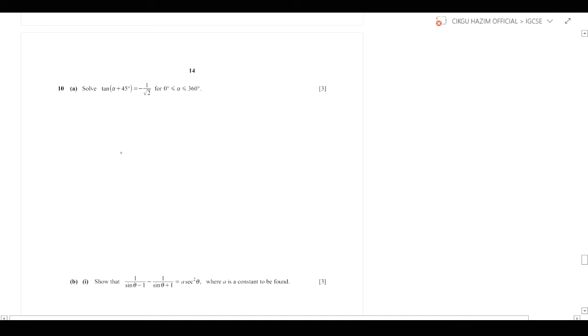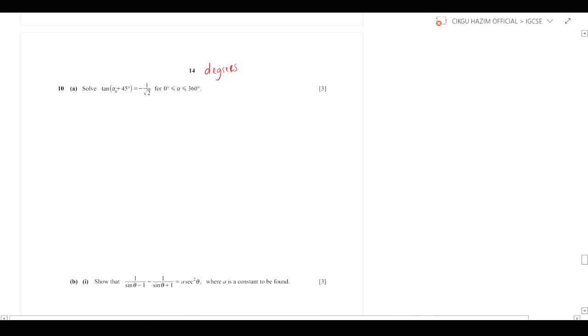Okay, so right now what's given here is tangent of (alpha plus 45 degrees) equal to negative 1 over sec 2. They are saying that alpha is between 0 and 360 degrees. So understand that all the angles here are still in degrees. It doesn't change to radians. So just stick to degrees, no problem with that. But what they're saying here is actually alpha plus 45 degrees.